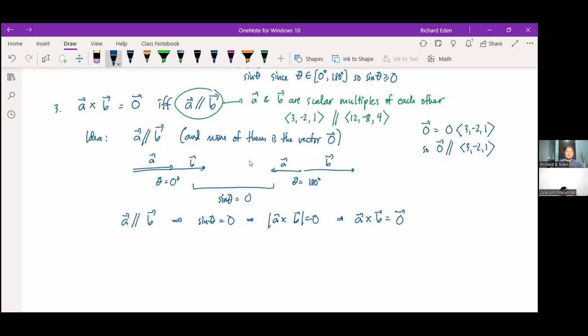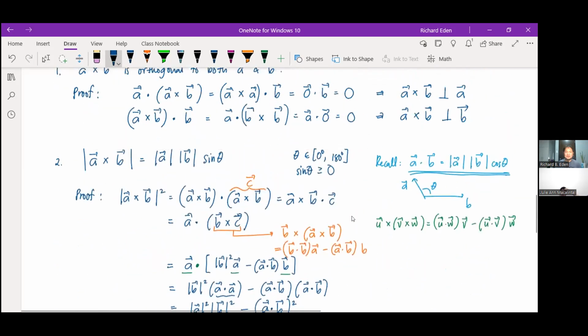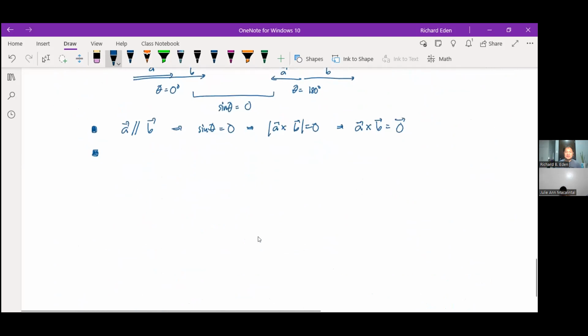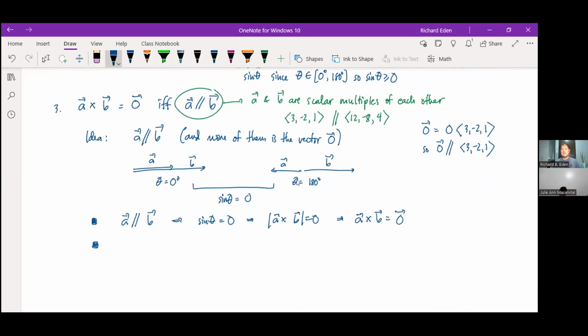Vice versa. Suppose A cross B is the zero vector. Then we're going to use statement number 2 again. Sine theta would be 0. But that would mean theta is 0 degrees or 180 degrees, which means A and B point in the same direction or in opposite directions, but either way, they are parallel. Okay.